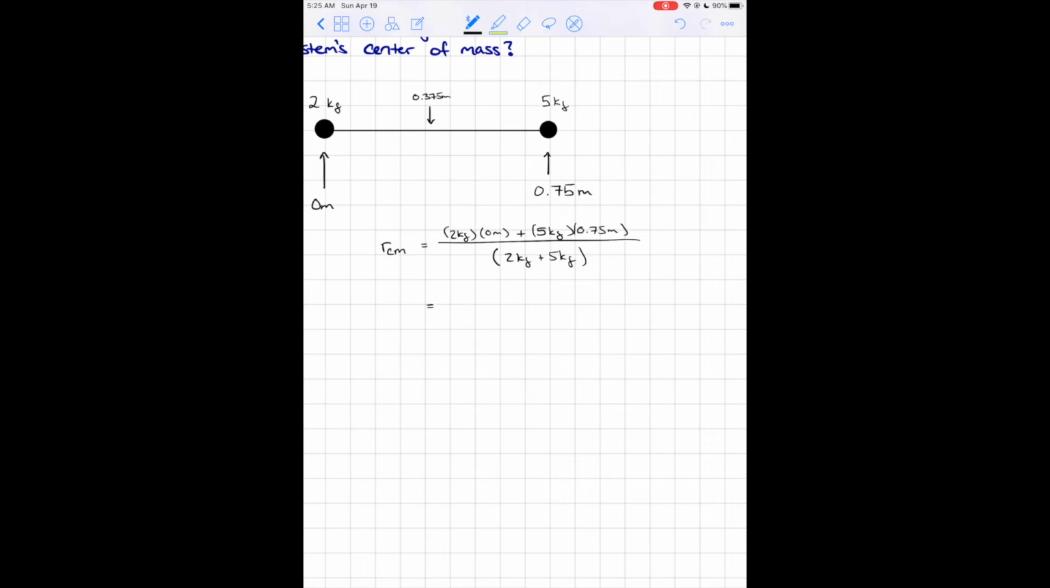When you plug this into your calculator, obviously the first term here goes to 0. So it's just 5 times 0.75 meters divided by 7 kilograms. I get 0.54 meters, and that confirms what we thought, that I would have some sort of center of mass probably around here-ish, right? It would be biased towards the right because that's where the heavier distribution of mass is. And that's exactly what we measured, or what we calculated.